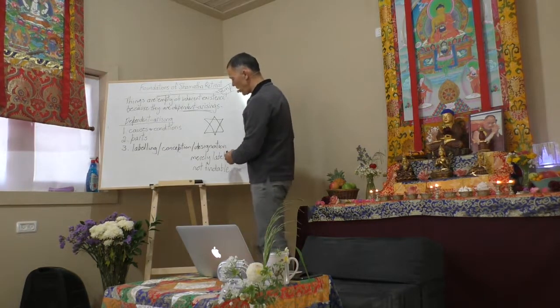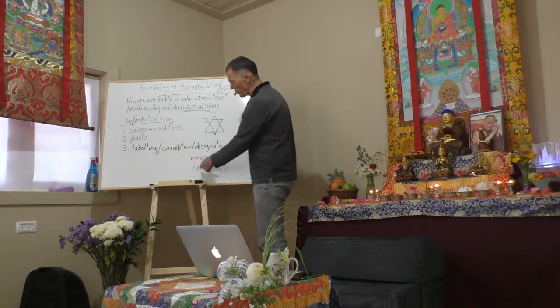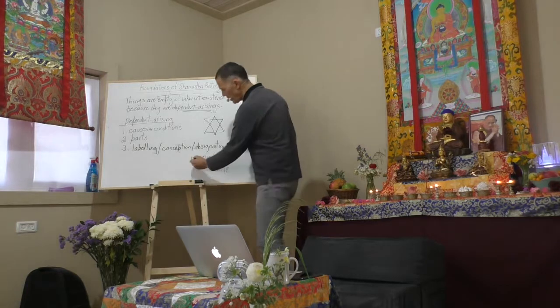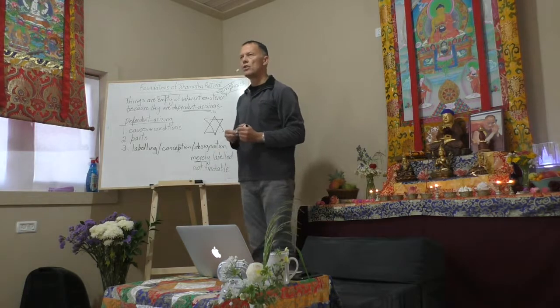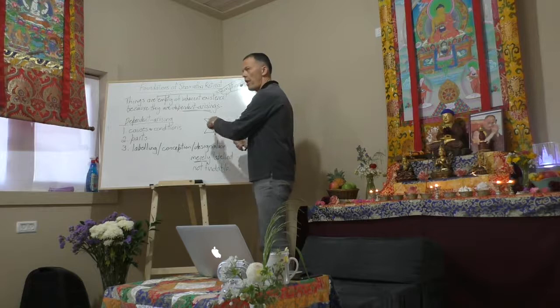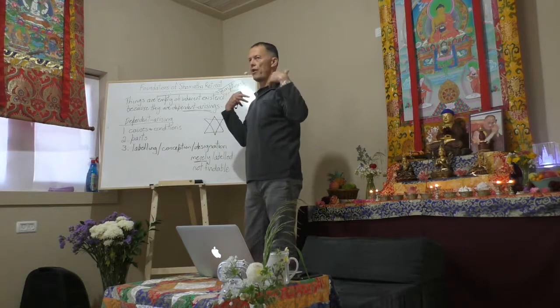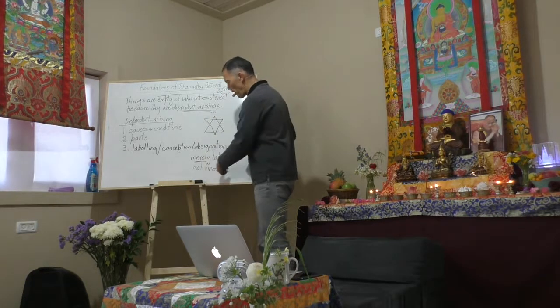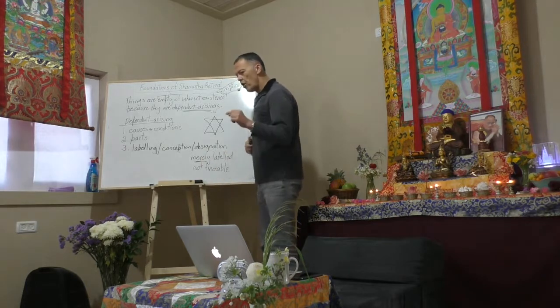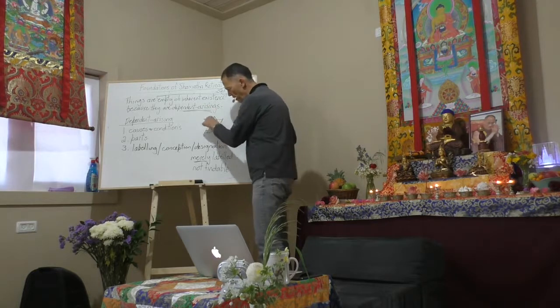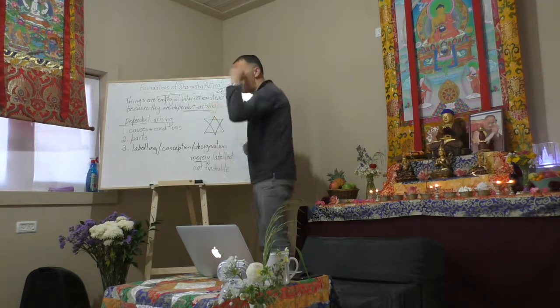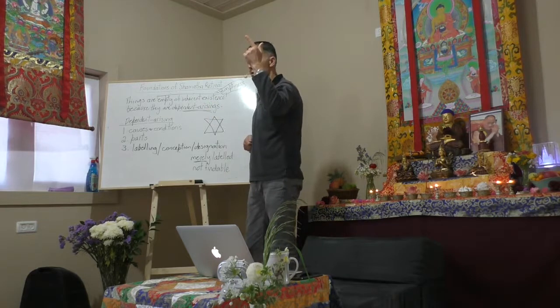The two terms are, things are merely labelled and not findable. So merely labelled, merely meaning only just, means things only exist within our conceptual framework. There is no star to be found there independent of our conceptual framework. And not findable means you cannot find the object in the basis. There is no star to be found there in the basis because the star only exists in our conceptual framework.